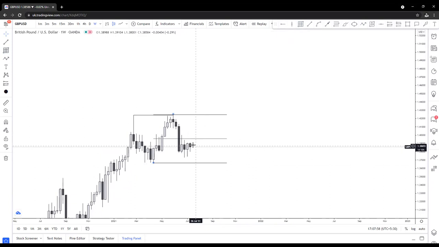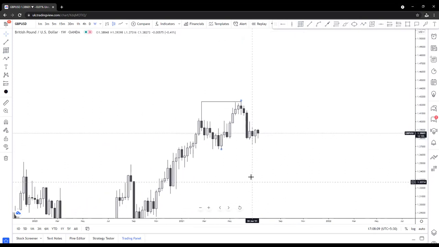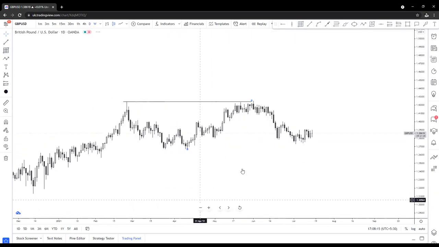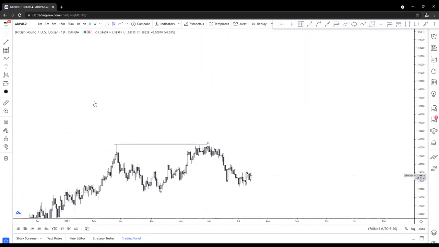Now you see how price came back. On the weekly time frame, we're in a discounted price, a deep discounted price. Like I told you, price came back inside of this range to take out the internal range liquidity. Now, if you go to the daily time frame, this is what we could see.